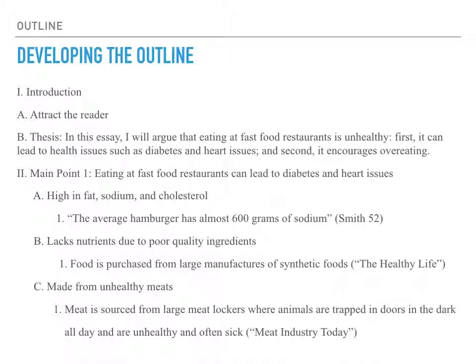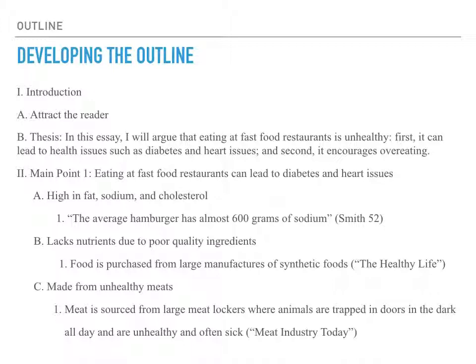And then finally, my third subpoint is that it's made from unhealthy meats. And I have another summary here as evidence: meat is sourced from large meat lockers where animals are trapped indoors in the dark all day and are unhealthy and often sick. This is from an article titled Meat Industry Today. That's another piece of evidence. So you see how each subpoint is supported by a piece of evidence, and each subpoint is supporting the overall main point, which is supporting the overall thesis statement.